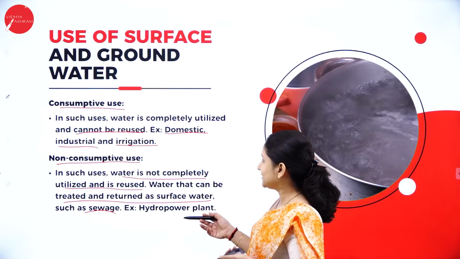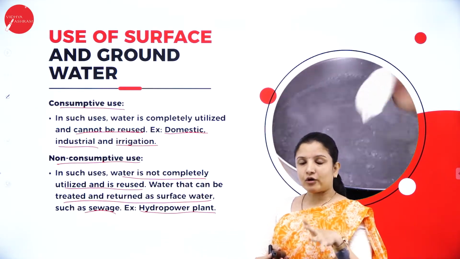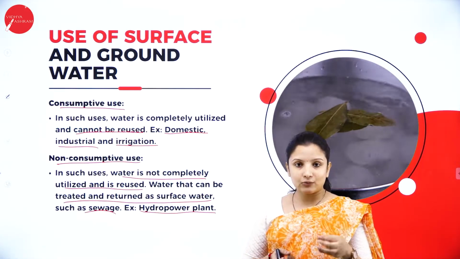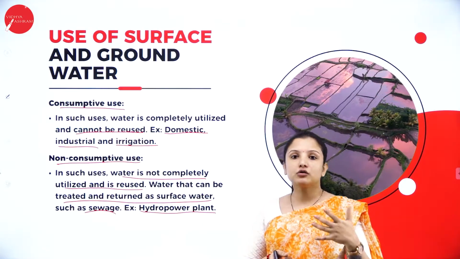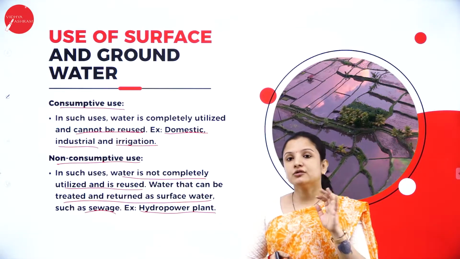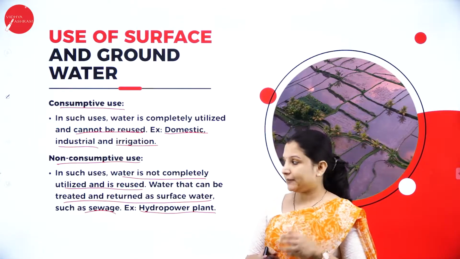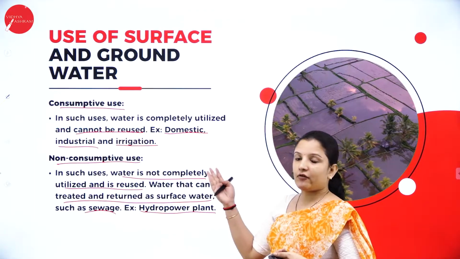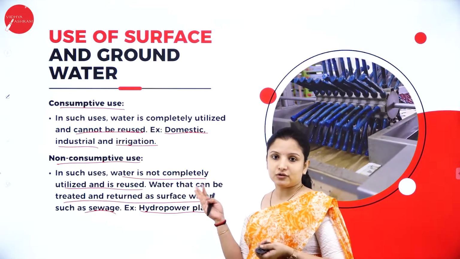Here we have taken the example of a hydropower plant. Whatever water is used in the hydropower plant will contain a lot of unwanted minerals or unwanted substances which are not good for domestic use. So such water can be treated and reused again. So those are the two uses of water, wherein it has been divided into consumptive use of fresh water and non-consumptive use of fresh water.